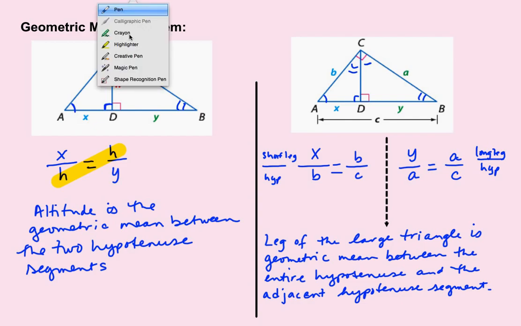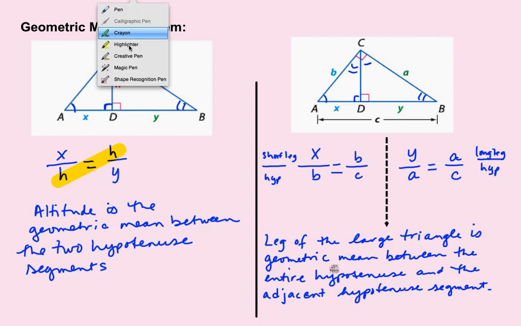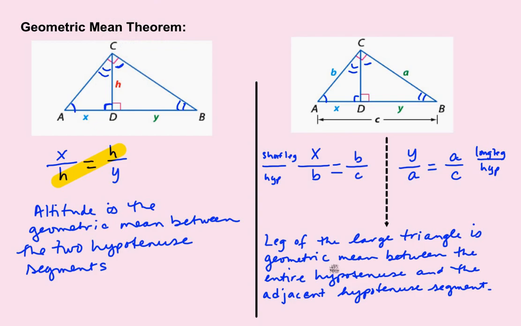Again, what do I mean when I'm talking about that? We know what we mean by leg. The entire hypotenuse, we're talking about C. Let me switch my writing tool there. So the entire hypotenuse is C. And the adjacent hypotenuse segment, so if I'm talking about the leg B, then the adjacent hypotenuse segment will be X, the piece of the hypotenuse that is attached to B. Okay? So that's the geometric mean theorem in action.